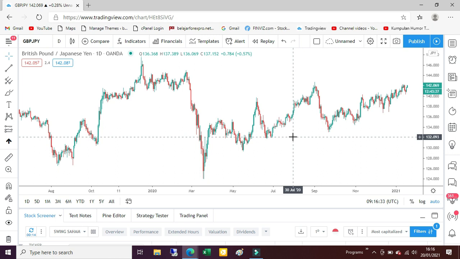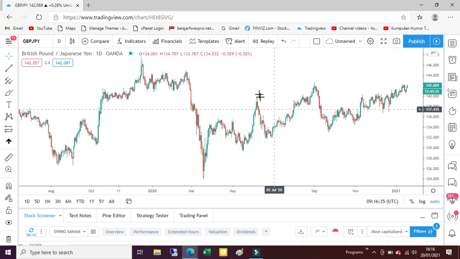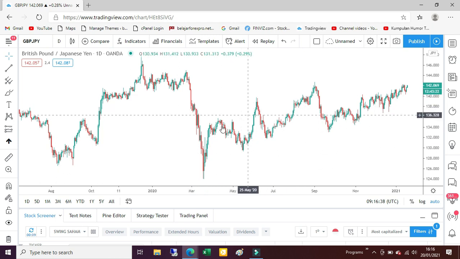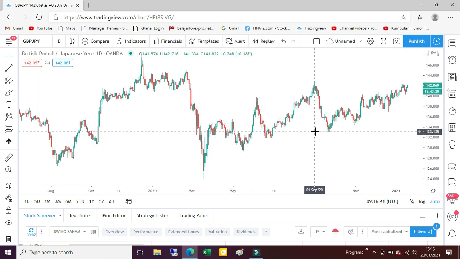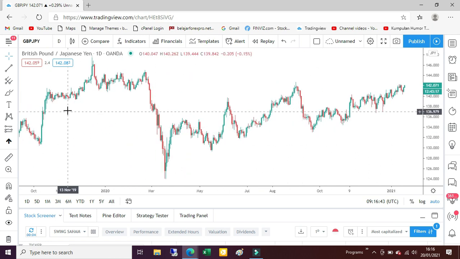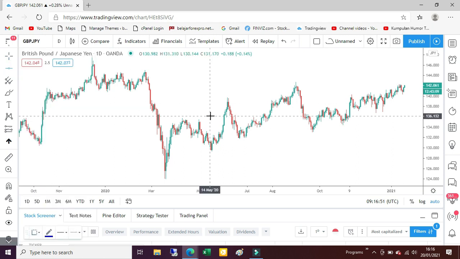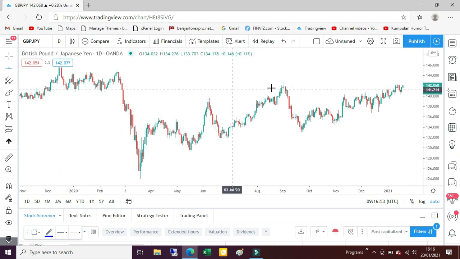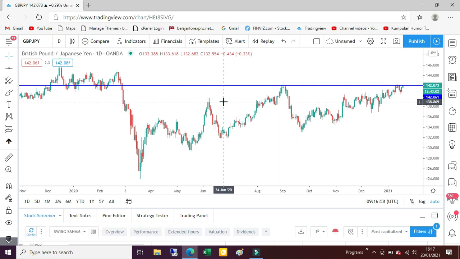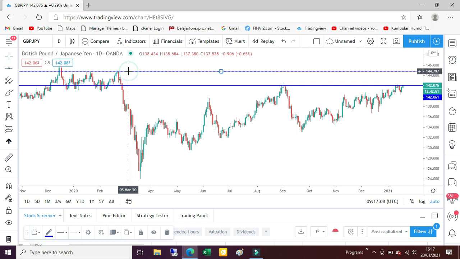Okay, I try to analyze by the support resistance line. Now I put the support resistance line here. Ya teman-teman, kita pakai support resistance line. What I put here, you see, this is a resistance.